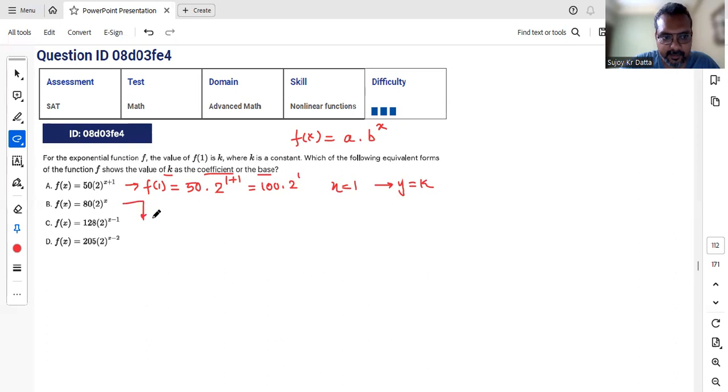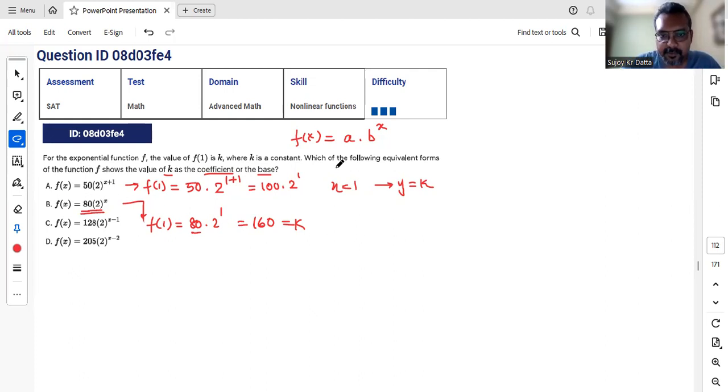Here, if I look at it, f(1) would be 80 times 2 to the power 1. Okay. That is f(1). But this 80 is what? To get 80, so this is 160, right? f(1) is 160. This is my k. Is 160 visible anywhere? That is the idea. Okay. That is the question. So 160 is not visible here, right?